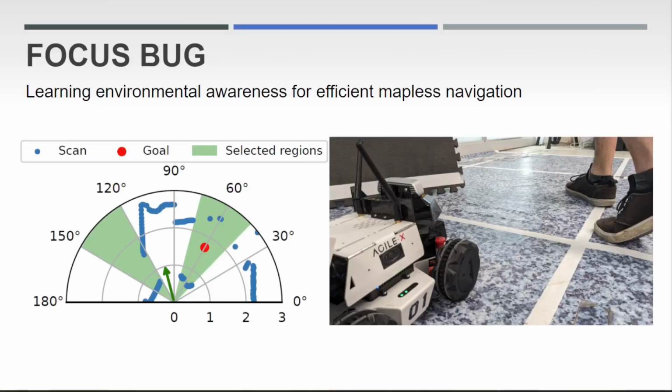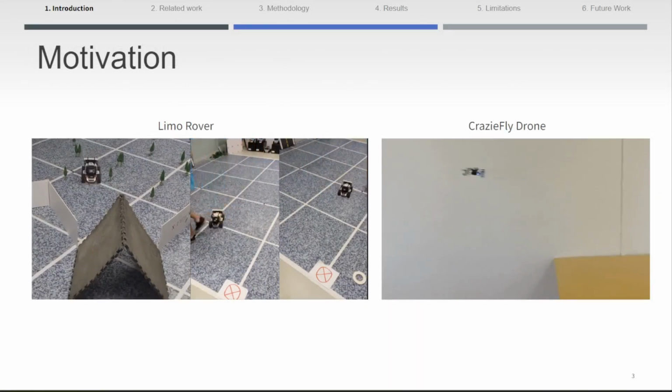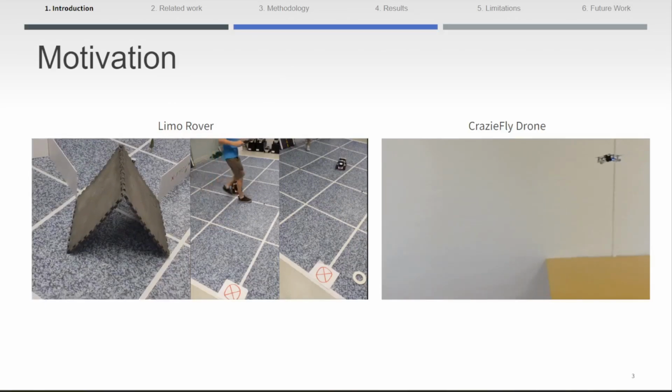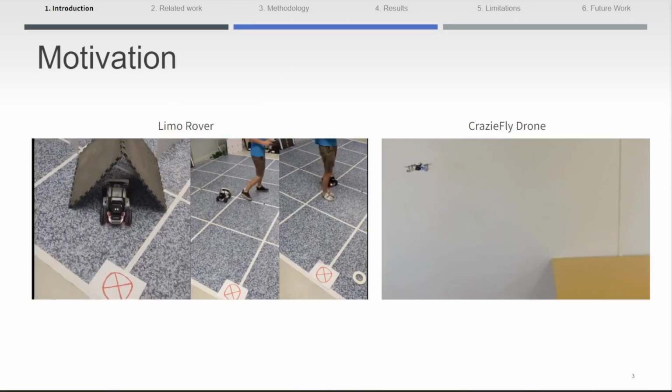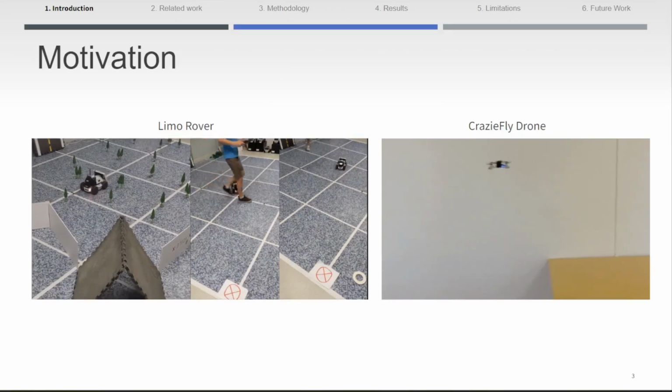We propose FocusBug, learning environmental awareness for efficient mapless navigation. Navigating in dynamic environments with resource-constrained robots can be challenging. Traditional map-based methods are robust, but they can be computationally prohibitive. Moreover, dynamic environments make it difficult to keep an accurate map, limiting their ability to navigate.